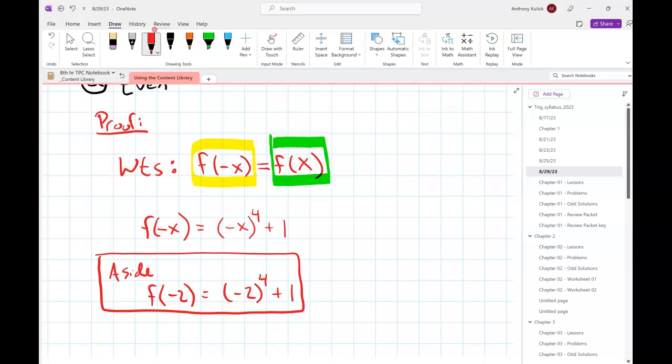Okay. Now I'm going to work on simplifying this. How do I simplify negative x to the 4th? What does it mean to be to the 4th power when I write negative x to the 4th like that? What does that really mean? Negative x 4 times. Good. Negative x times negative x times negative x times negative x, right? Excellent.